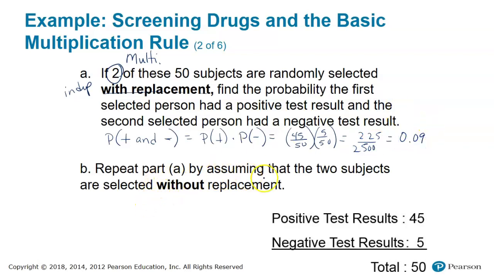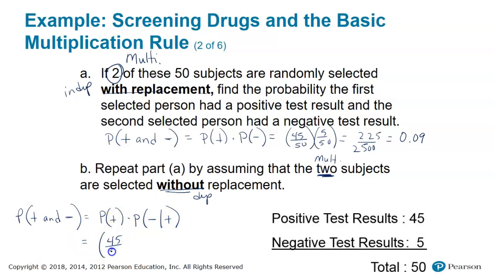But look at the second one, it's still 2 subjects, so that tells me it's still the multiplication rule. But this time it's without replacement, so that means it's going to be dependent. So if I do the probability of a positive and then a negative, then it's going to be the probability of a positive times the probability of a negative given we already had selected a positive. So the probability of a positive, that's going to stay the 45 over 50.